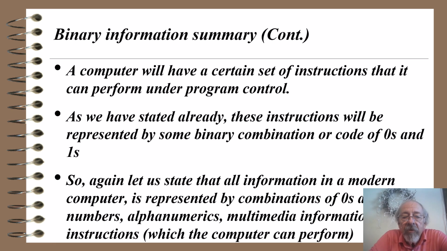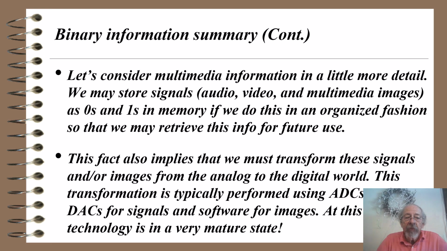A computer will have a certain set of instructions that it can perform under program control. As we have stated already, these instructions will be represented by some binary combination of code, or zeros and ones. Again, let us state that all information in a modern computer is represented by combinations of zeros and ones: numbers, alphanumerics, multimedia information, and instructions which the computer can perform are all combinations of zeros and ones.